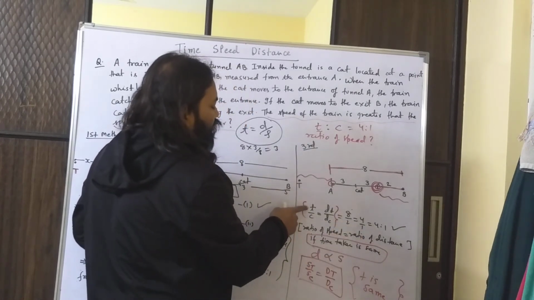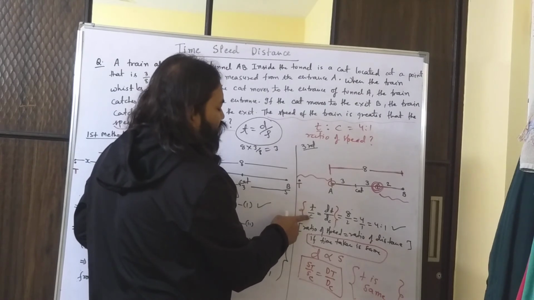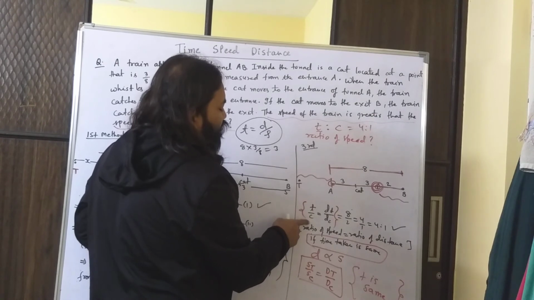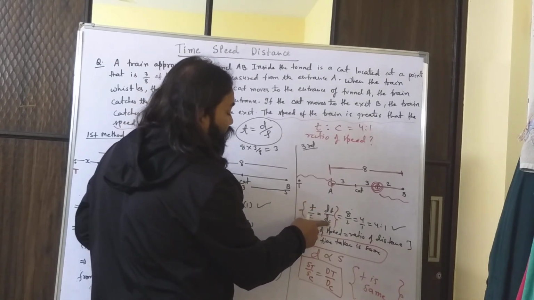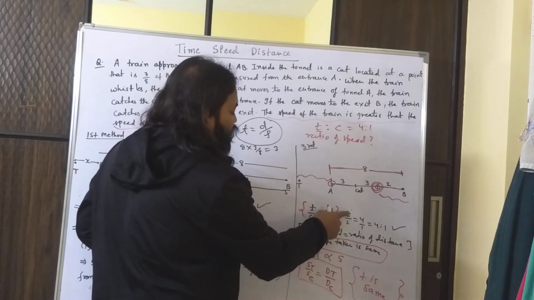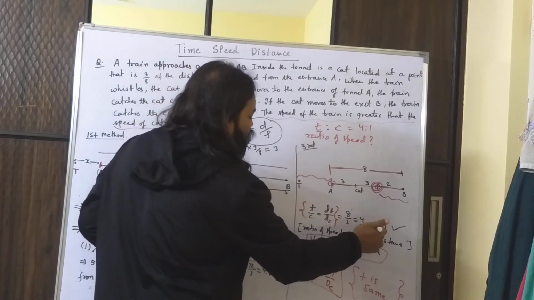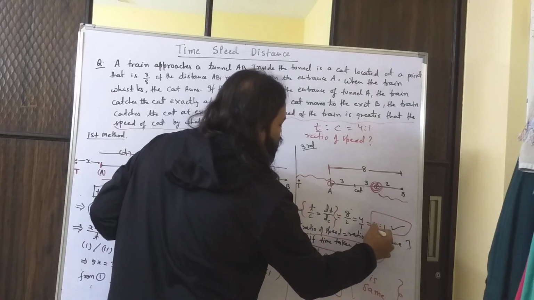That's why we are saying the speed of the train divided by the speed of the cat, that is the ratio of the speeds of train and the cat, will be the same as the distance traveled by train divided by the distance traveled by the cat, which is equal to 8 by 2, which is equal to 4 by 1, which is 4:1. So this is the calculation.